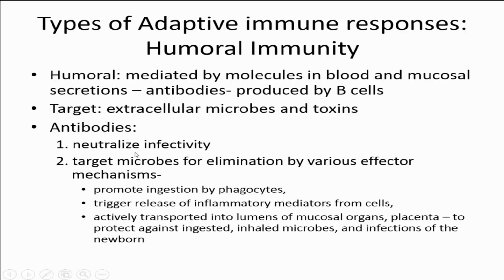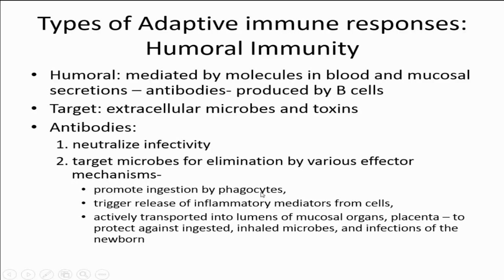So antibodies, what do they do? They neutralize the infectivity, and then they target the microbes or tag them for elimination. So basically, we think of antibodies as a weapon, but that's just in theory and kind of to understand it at just the basic level. But antibodies do not kill these microbes. They either neutralize them and do not let them infect another cell, or they just tag them. And once they tag them, the killing is done by the other cells.